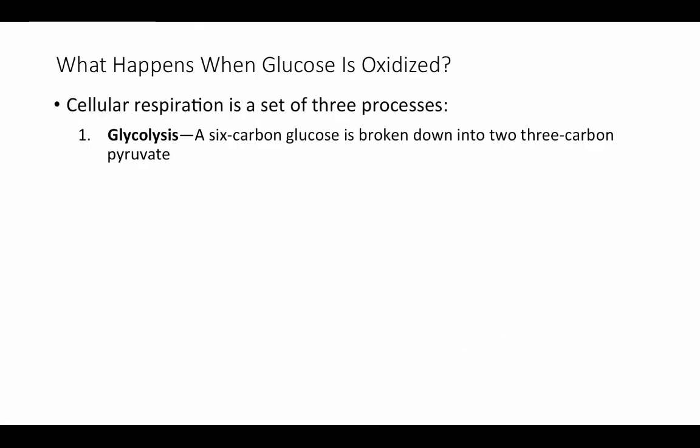So what actually happens in this process? Cellular respiration is a set of 3 processes. The first process is glycolysis. We're going to go into detail on that during this web lecture, and this is the process in which a 6-carbon glucose monomer is broken down into 2 3-carbon pyruvate molecules. The next part of the process is the citric acid cycle. The pyruvate, before it can enter the citric acid cycle, is converted to a molecule called acetyl-CoA. And the acetyl-CoA is going to be oxidized to carbon dioxide during this part of the process.